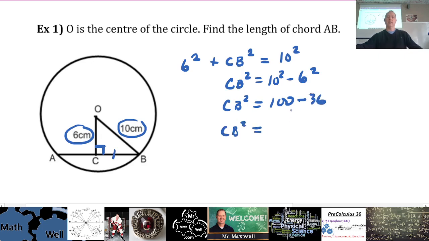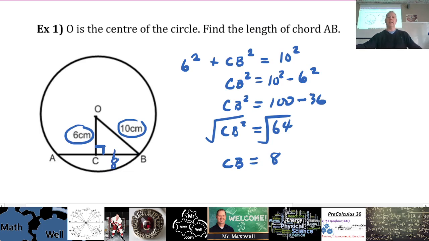CB squared is, what's 100 minus 36? 64. Take the square root of both sides to get CB, just that length by itself, and I get 8. So that means that this side is 8. Okay, Pythagoras, we're using the Pythagorean theorem.